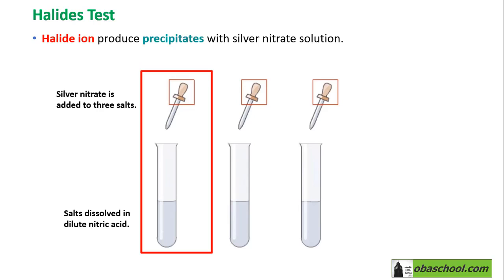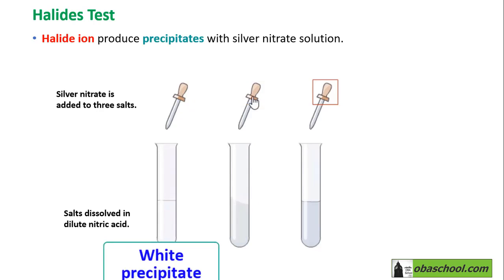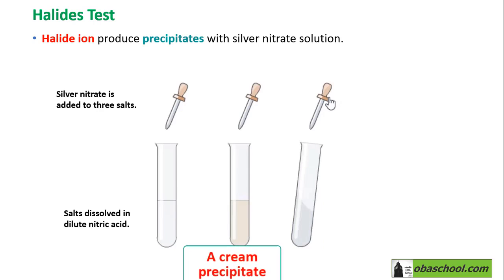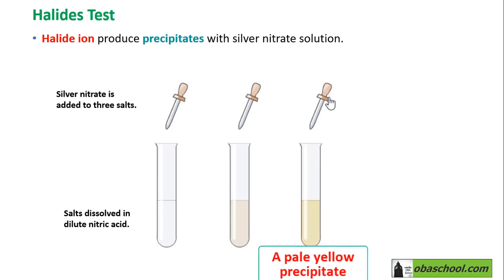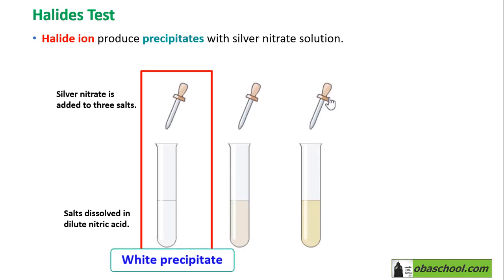When we add the silver nitrate in the first test tube, we're going to observe something. We observe now a white precipitate in the first test tube, a cream precipitate in the second test tube, and a pale yellow precipitate in the third tube. What do these colors of precipitates mean?